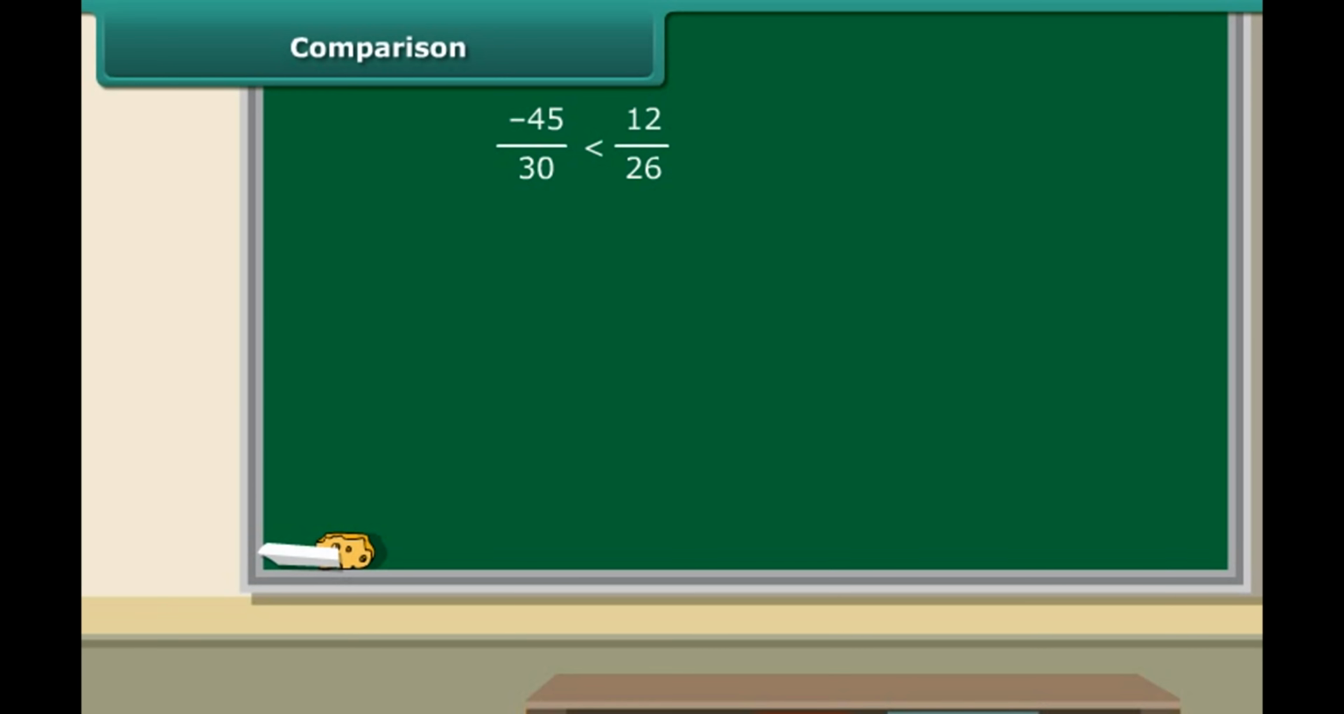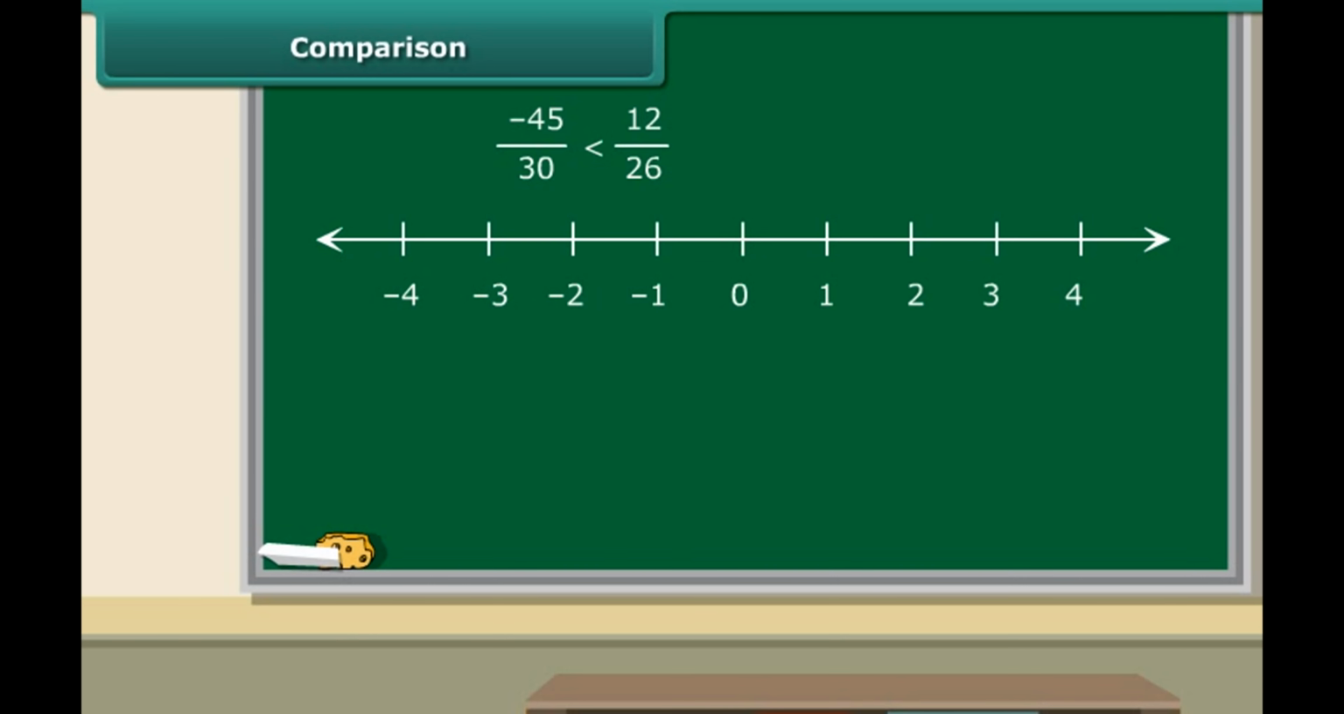We can also compare rational numbers using a number line. The more the number is to the right, the greater it is. For example, 2 by 3 lies here, and 1 by 3 lies here. So which one is to the right? 2 by 3. Correct. Therefore, 2 by 3 is greater than 1 by 3. Similarly, minus 1 by 3 is greater than minus 2 by 3 because minus 1 by 3 comes to the right of minus 2 by 3.